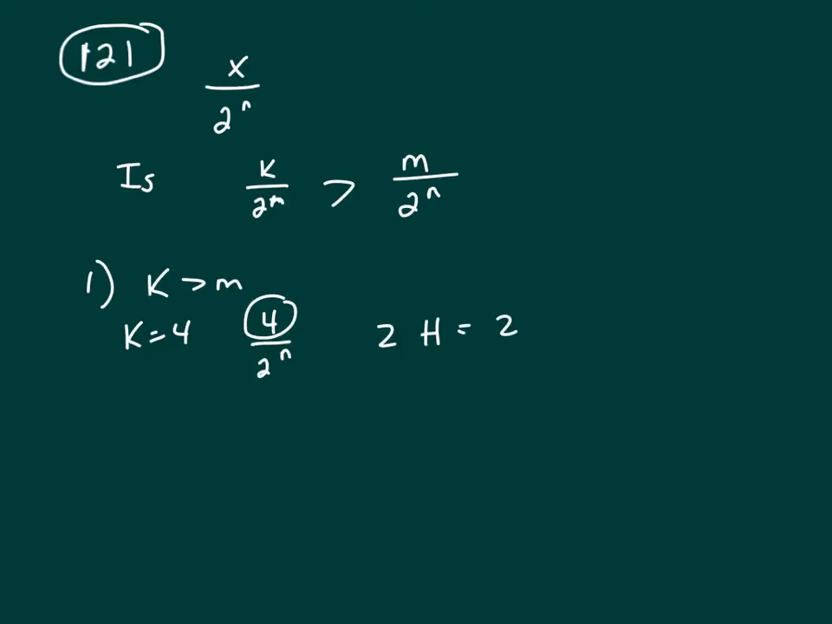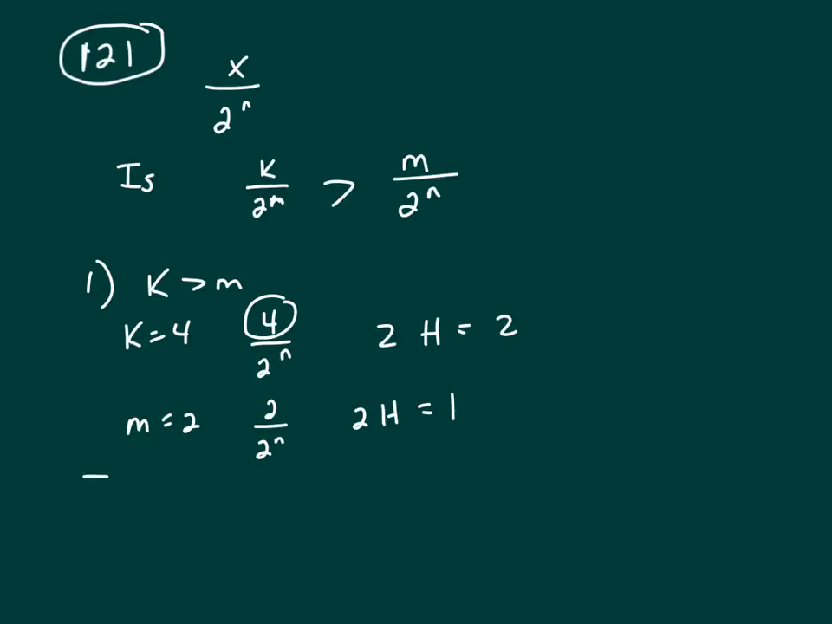Now let's choose a value for m that's less than 4. So let's let m equal 2. If m is 2, that's going to be 2 over 2 to the n. Well, what's the 2 height going to be? The 2 height will be 1, because 2 to the 1 is 2, and 2 goes into 2. So what have I got there? I've got the 2 height of k, 2, is greater than 1, which is a true statement.